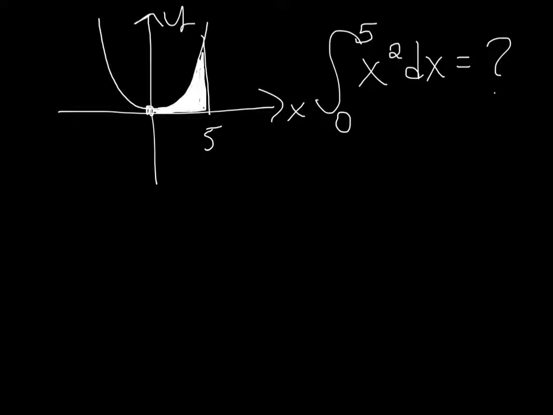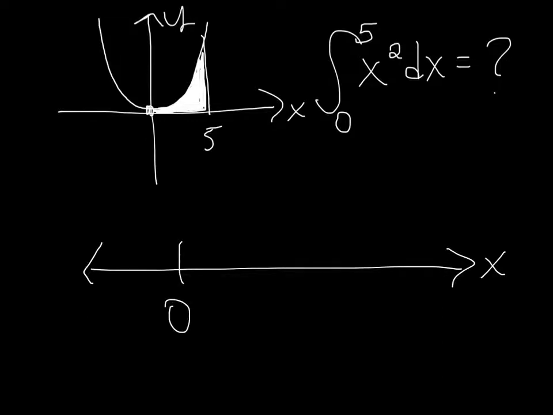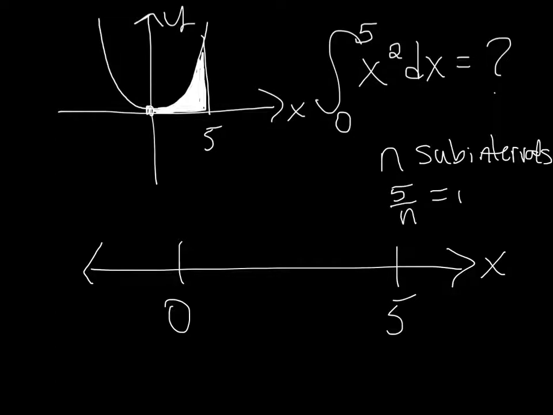Let's start by dividing up the interval from 0 to 5 into n subintervals. So let me rewrite the x-axis here, and we have 0, 5. We're going to create n subintervals. If we're dividing up the interval from 0 to 5 into n subintervals, each one has a width of 5 over n. 5 over n is the width of each one.